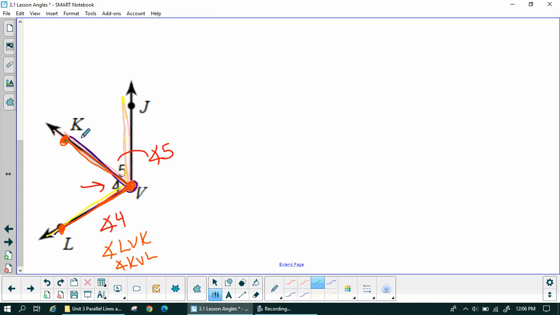If I wanted to name this other angle, this might be getting a little messy. We could trace from J to V to K, and we could call it angle JVK. And so now, even though they share the same vertex, I have a specific name for each of these angles that tells me which part of the picture I'm talking about. This one tells me I'm talking about the angle that has vertex V, that also has the side with point J and this side with point K. So it's that one in green.